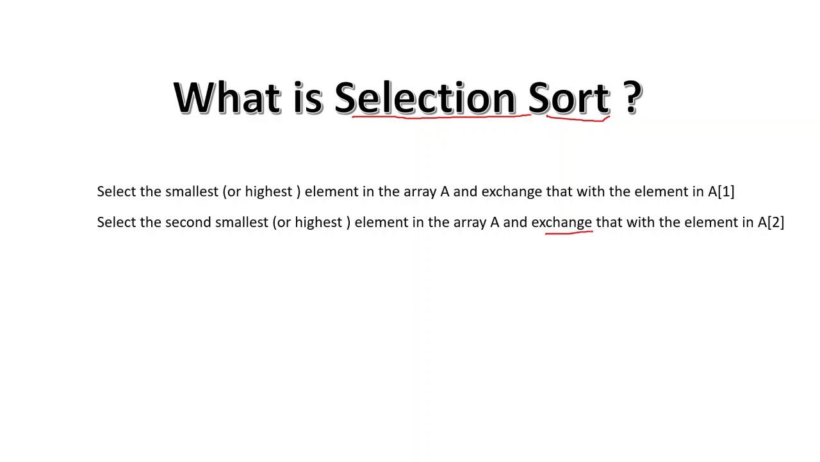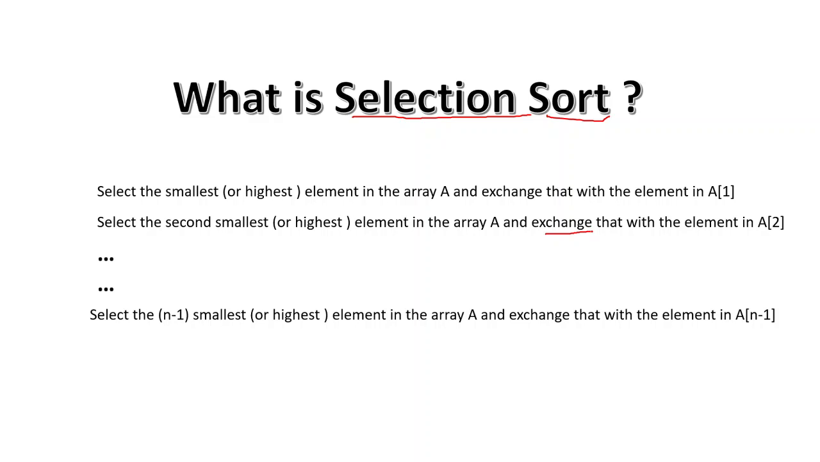And it goes on like this, and at the n minus 1th step, we will be selecting the n minus 1th smallest or highest element in the array and exchanging that with the element in position n minus 1. Now, what about the nth element? Now, when n minus 1 elements in the array are in sorted position, the nth element will also be at the nth smallest or highest position, that is, position n.